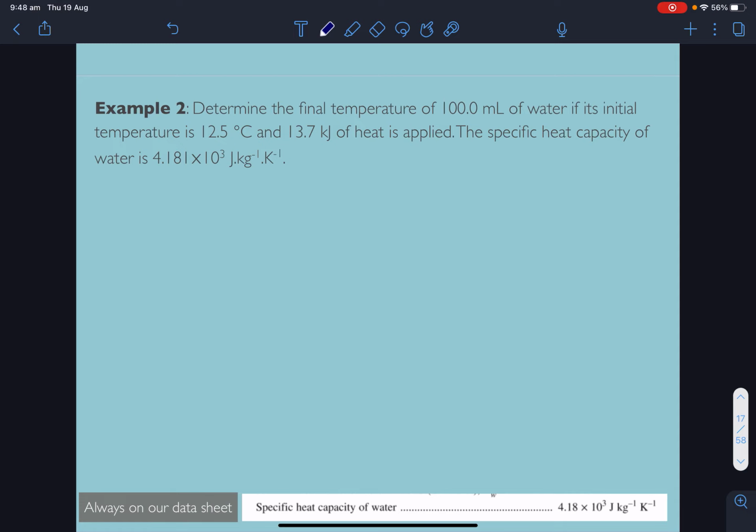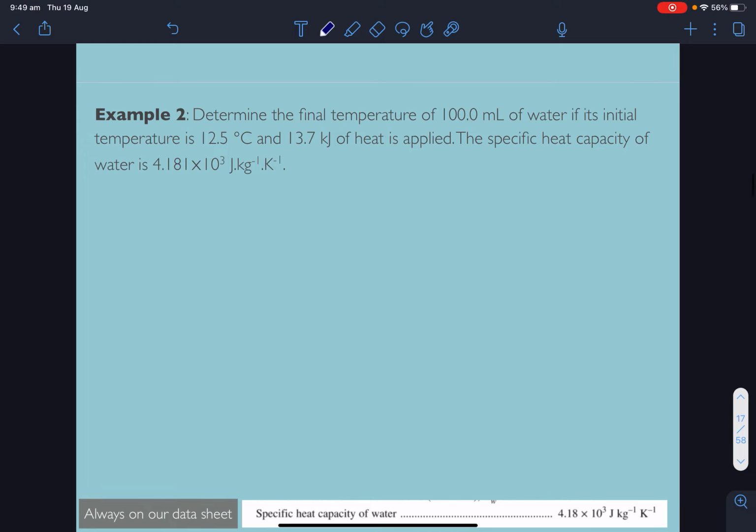Determine the final temperature of 100 ml of water if its initial temperature is 12.5 degrees Celsius and 13.7 kilojoules of heat is applied. The specific heat capacity of water is 4.181 times 10 to the 3 joules per kilogram per Kelvin. Notice that the specific heat capacity units have changed, joules per kilogram per Kelvin. On our data sheet that we're given in our exams, it's the specific heat capacity of water there, but they've listed it as joules per kilogram per Kelvin. Just to be annoying.